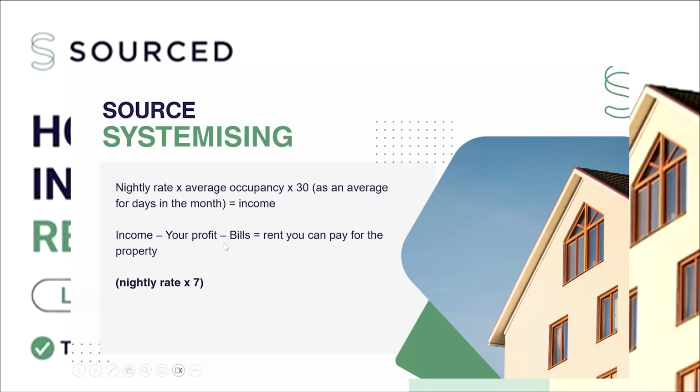In this case, your profit is calculated as the nightly rate times 7. And that's the minimum profit you should be looking to take out of this property per month.